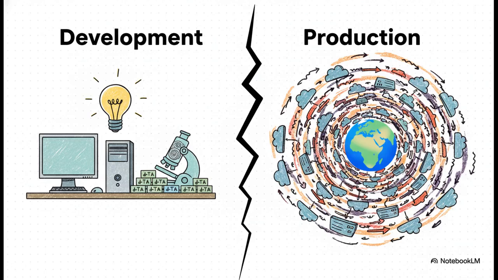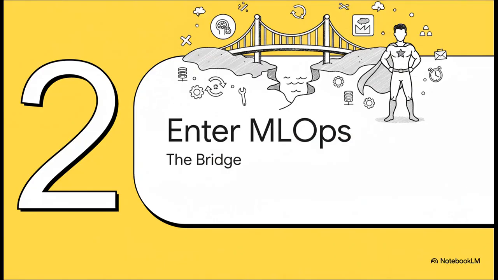But then there's production. That's the real world. It's chaotic. The data is a total mess, and it's always changing. And you're not on one machine anymore. You're on a massive, complex system, where if something breaks, it's a really big deal. That gap between them is enormous. So, how in the world do you build a bridge across that chasm? Well, that's where MLOps comes in.